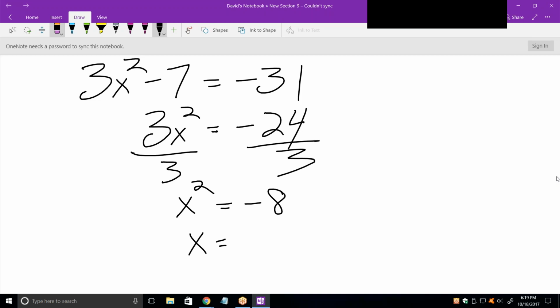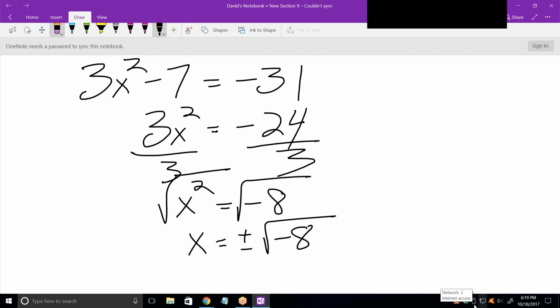X equals plus or minus the square root of negative 8 squared. In other words, here's what we're doing. We're taking the square root of that. Well, when you take the square root of x squared, you get x. The only thing we have to add is the plus and minus because we're solving an equation by taking the square root of both sides.